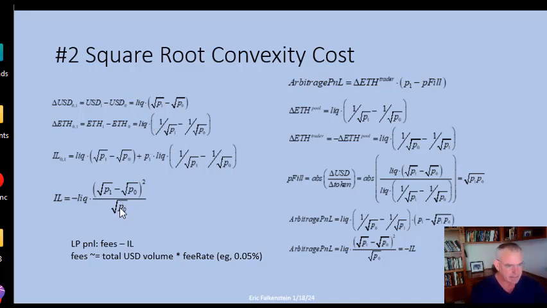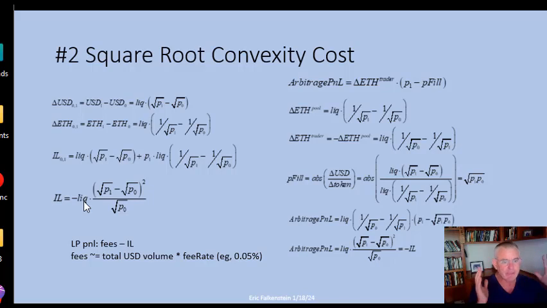The nice thing about this is you can just look at the prices at the start and end of your period and the liquidity and calculate the impermanent loss, or this is the convexity cost. It's not a P&L because it doesn't include the fee income. And the cool thing here is you can also see how this impermanent loss is related to arbitrageurs' P&L.